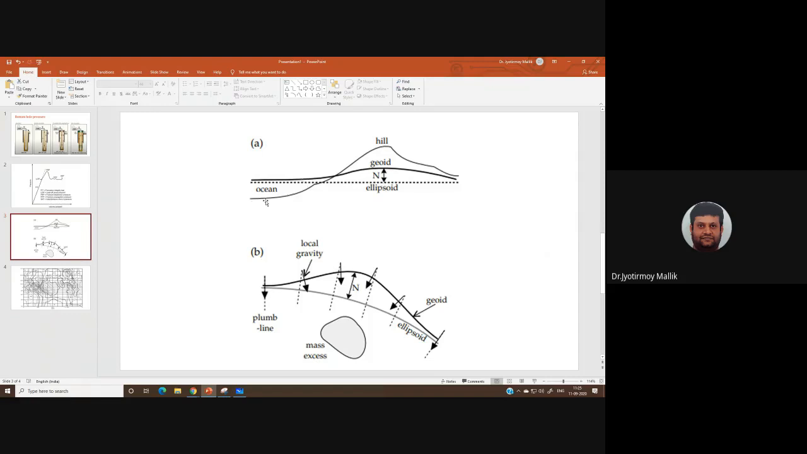Similarly, in the ocean there is a deficit of mass. You can see this. Maybe if the ocean would have been a bit deeper, then I would have seen H going negative. But in this particular case, you can see it's very close to the international reference ellipsoid. It can also go negative.